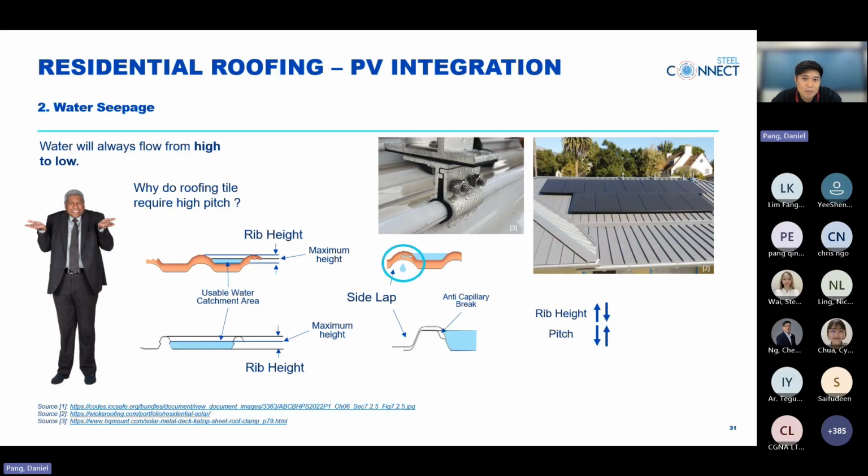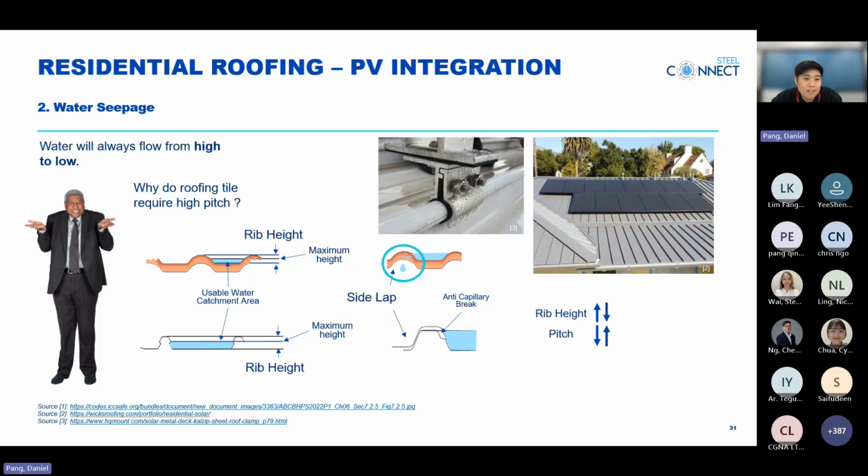To understand that, we need to understand a bit about water. Water will always flow from high to low whenever there is gravity. So for this comes another question. Why do roofing tiles require high pitch? Firstly, we need to understand the fundamental design of a roofing profile. So over here, we have roof tile and steel roof side profile.